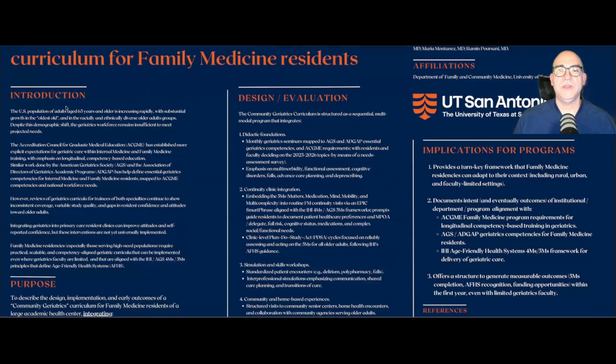The introduction: the U.S. population of adults aged 65 and older is increasing rapidly. Despite this demographic shift, the geriatric workforce remains insufficient. The Accreditation Council for Graduate Medical Education has established explicit expectations for geriatric care, with emphasis on longitudinal, competency-based education. A similar work was done by the American Geriatric Society and the Association of Directors of Geriatric Academic Programs, the ADGAP.